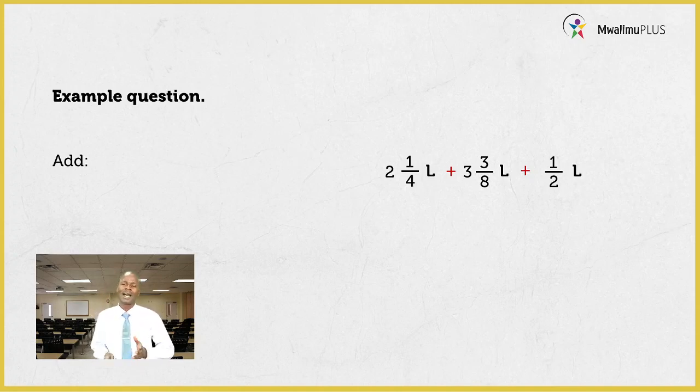So let's go. Add 2 1/4 liters plus 3 3/8 of a liter. Then you add 1/2 liter. All these are fractions. And I'm pretty sure that you've covered the addition of fractions. It's only that during that time you did not have that L added to your fraction. That means we did not involve capacity. But the same idea you used in fractions is the same idea we are going to use when we are adding capacity in fractions. So let's move.